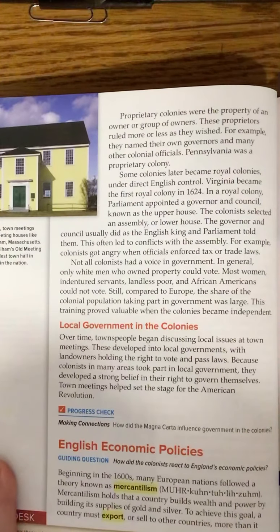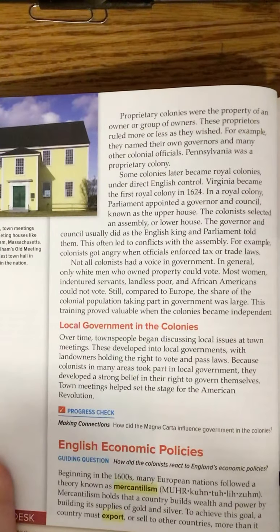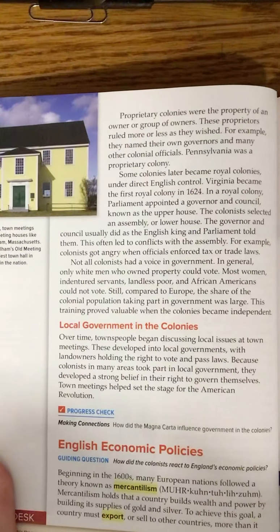Not all colonists had a voice in government. In general, only white men who owned property could vote. Most women, indentured servants, landless poor, and African Americans could not vote. Still, compared to Europe, the share of the colonial population taking part in government was large. This training proved valuable when the colonies became independent.